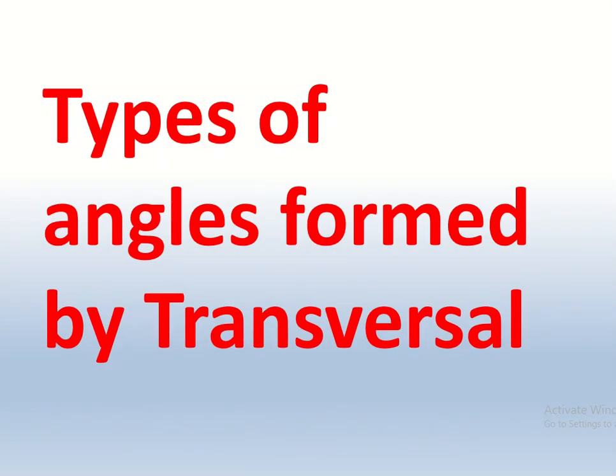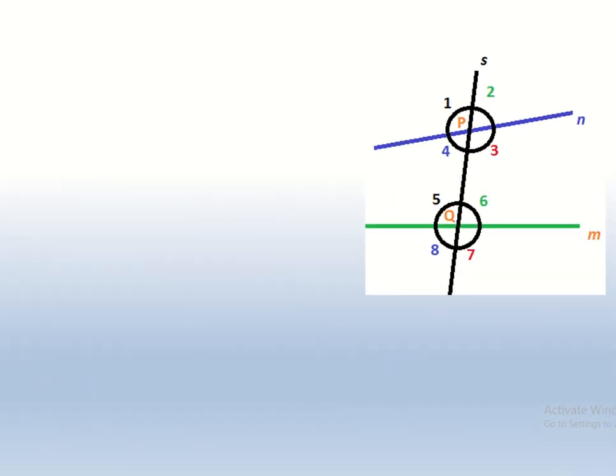Now let's see the types of angles formed by a transversal. Actually, it is the pairs of angles formed by a transversal. We have a figure in which line S is a transversal to lines N and M. At each point of intersection, four angles are formed. The intersection of N and S forms four angles 1, 2, 3, and 4. Similarly, the intersection of the two lines S and M forms four angles 5, 6, 7, and 8.